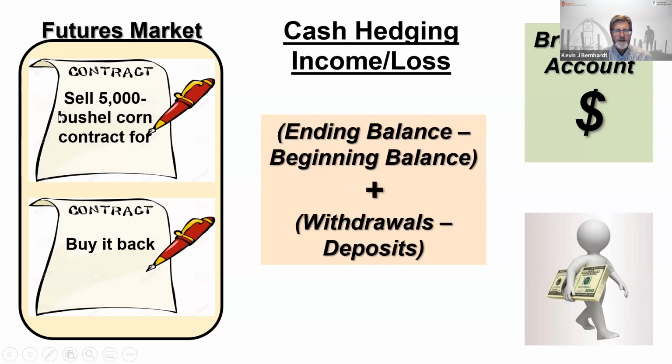So if you know what your beginning balance is of the brokerage account, if you know what your ending balance is of the brokerage account, if you have records of the withdrawals you've taken and the deposits you've made, all of these things can be found on your brokerage statement, by the way, then you will be able to calculate what your cash hedging income and losses are.